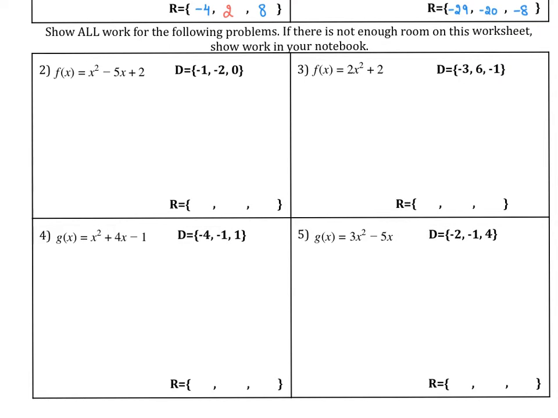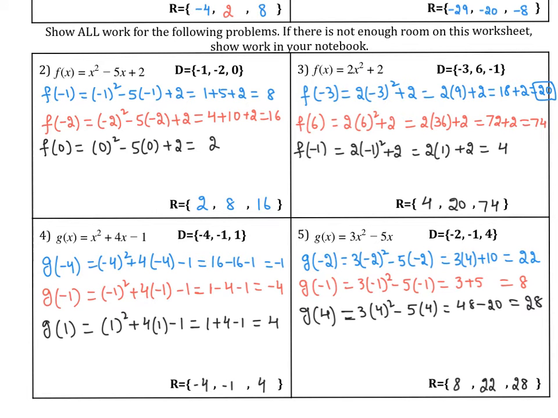Now these are the try-on problems that you're going to try in your notebook. So pause the video, try the problems, and then match the answers with me. For number 2, you're going to use these x values and plug them in for x one by one to get the output value. So when you plug in -1 here, you plug -1 for x, and then solve this, and we get the answer for number 1.